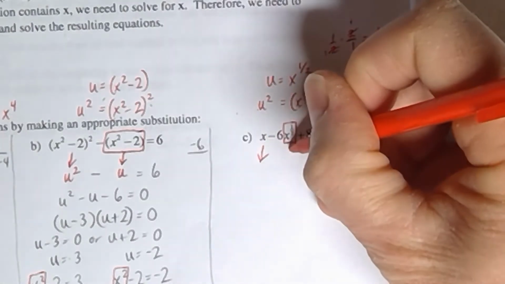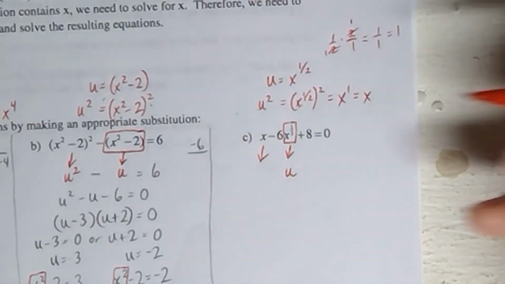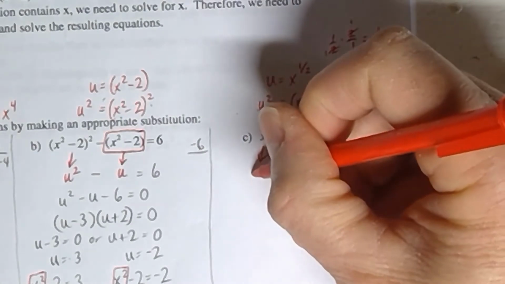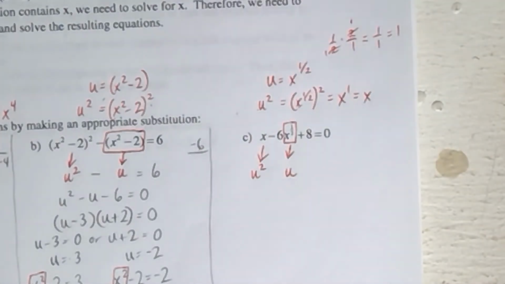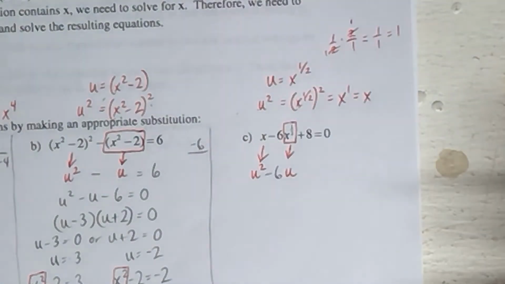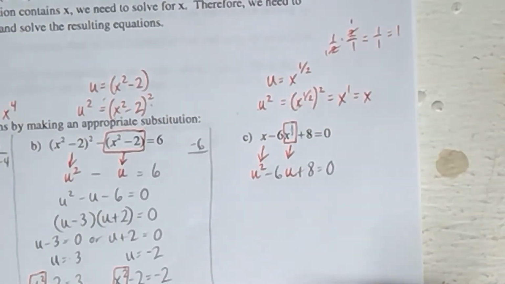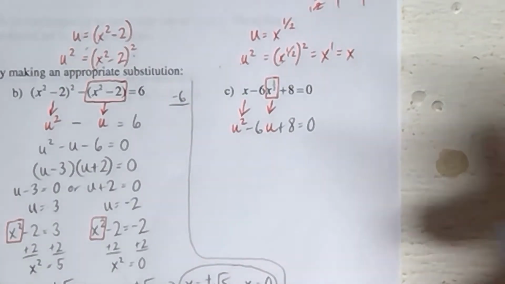So once again, you replace the thing that you chose with u. You take whatever u squared ended up being equal to, and you replace that with u squared, since it's equal to u squared. And everything else stays the same, like this. Okay. And we got ourselves a normal quadratic equation once again.